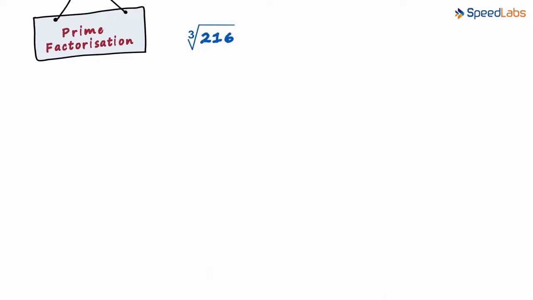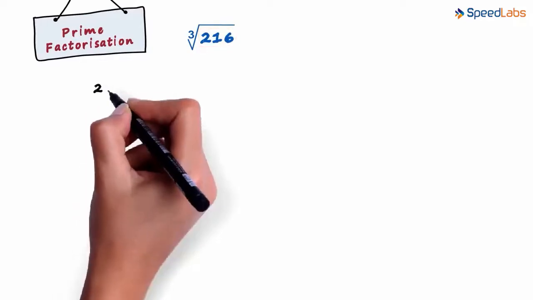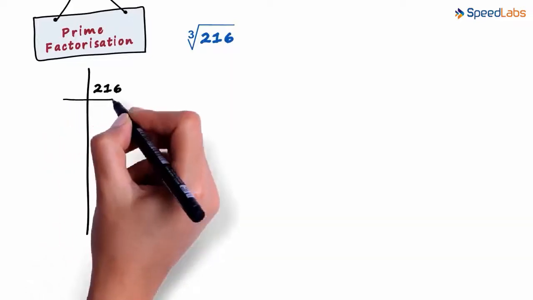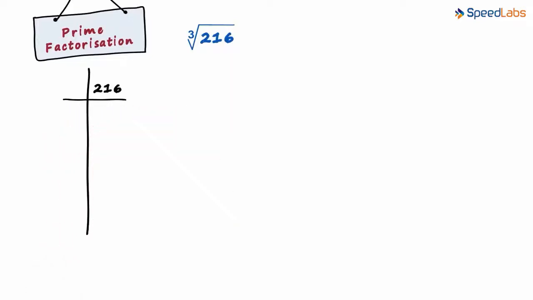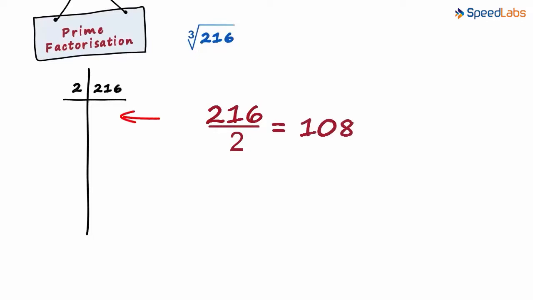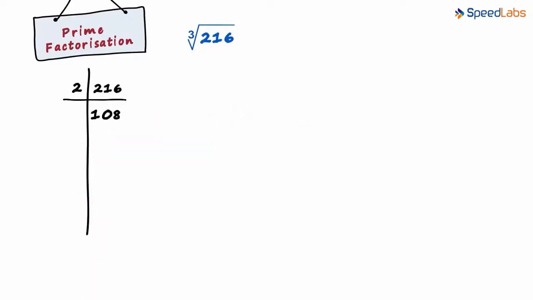Our aim is to reduce this number to its prime factors. We write the number here and draw lines like these. Now we think of one prime number that is a factor of 216. We know that 2 is a factor of 216, so we write a 2 here and we divide 216 by 2 and write the quotient here, that is 108. 2 multiplied by 108 gives us 216.